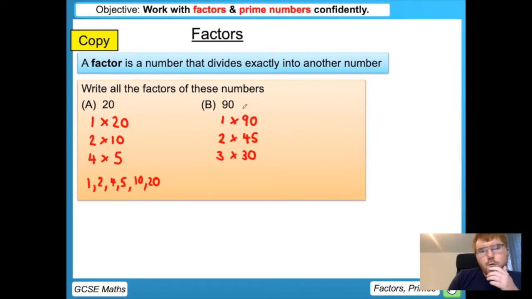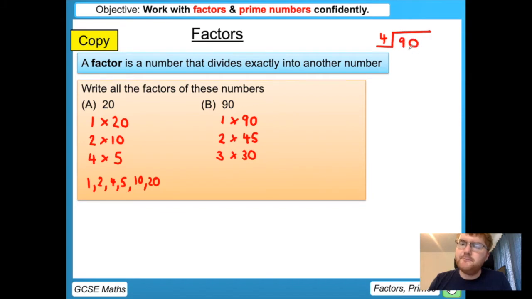Now we look at 4. Does 4 go into 90? Well, if we're not sure, we can always use our bus stop method. 4 goes into 9 twice, remainder 1. 4 goes into 10. Well, that goes in also twice, but we get a remainder of 2. If we get a remainder, it doesn't go in exactly. So 4 doesn't work.